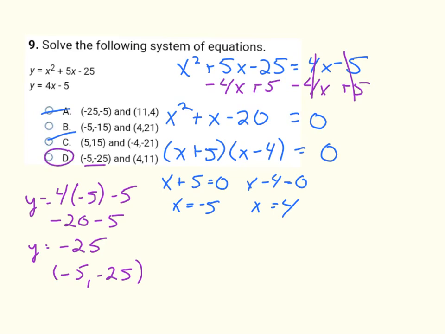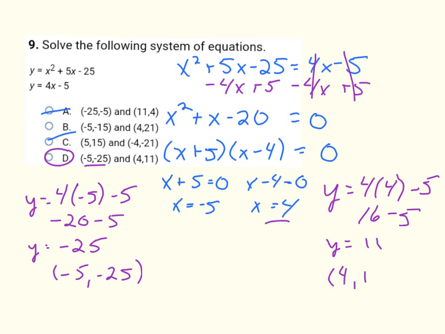Let's go ahead and check it when x is 4 also. So here I'm going to substitute it into my linear equation. So I'm going to have y equals 4x minus 5, but now I know x is 4, so I'm going to put in a 4 instead. 4 times 4 is 16, minus 5 is 11. So y equals 11 when x equals 4, so my coordinate is going to be (4, 11), which is the other coordinate in D, so that's definitely my final answer.